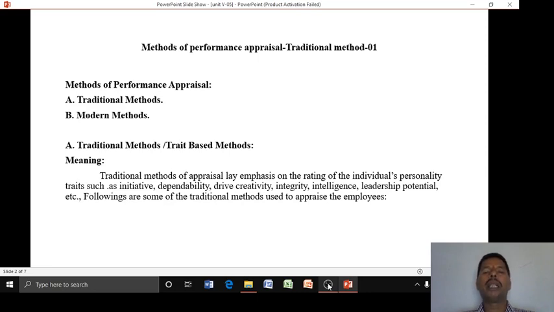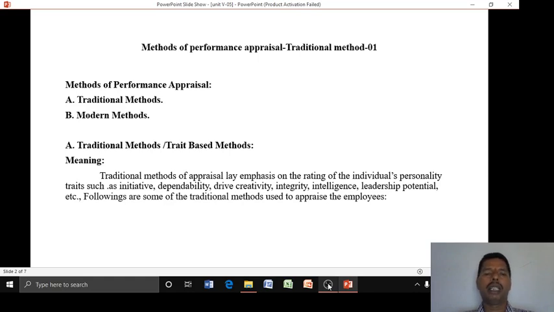So there are many methods of performance appraisal. For our convenience, we have divided them into traditional methods and modern methods. Even the traditional method is a broader area, therefore we have two sessions for it. I will tell the other things in the subsequent sessions. Now we are going to study the traditional method of performance appraisal.